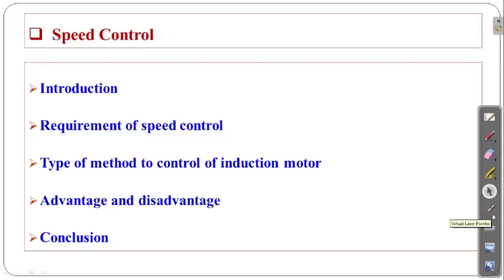Good day to all. Today we are going to see about speed control. First, the introduction and requirement of speed control, then the types of methods of control of induction motor, then advantages and disadvantages, then the conclusion.